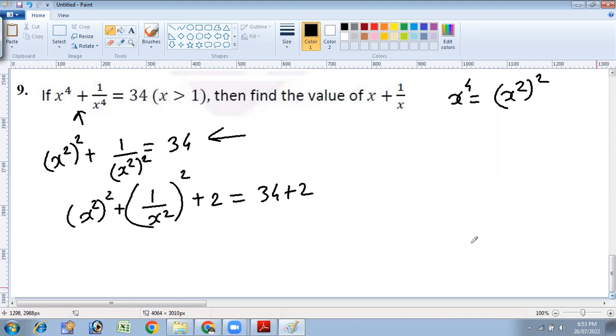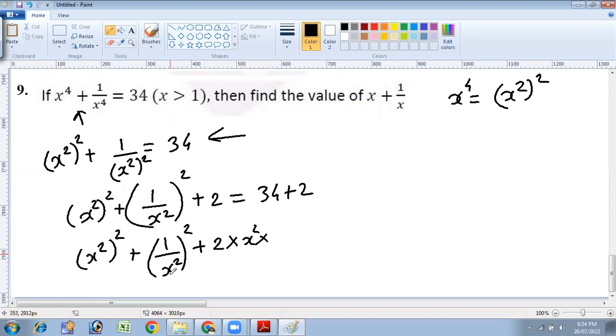So what will you get? Look here, (x square) whole square, here it is 1 upon (x square) whole square. If I multiply x square with 1 upon x square, then we get the same answer, 2 only. X square gets cancelled. What will we get? Only 2. Yes. Means what I want to show, which formula, you understand?